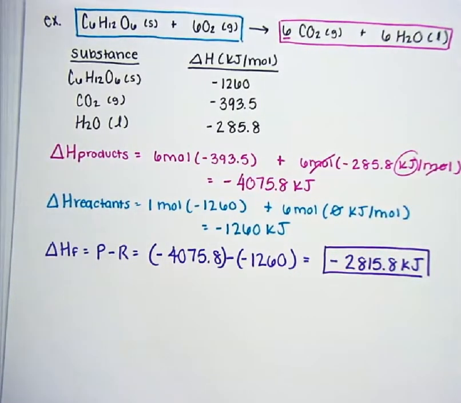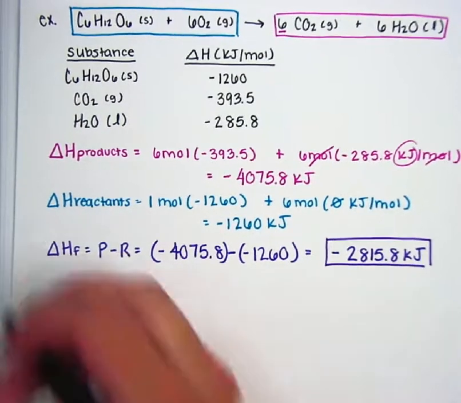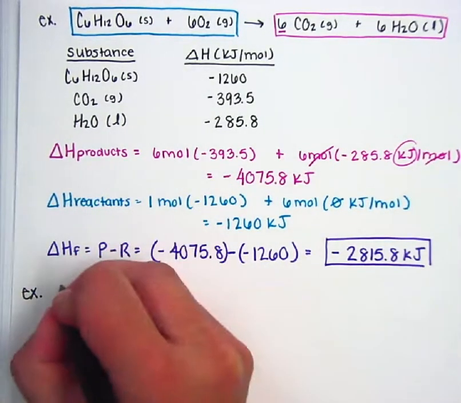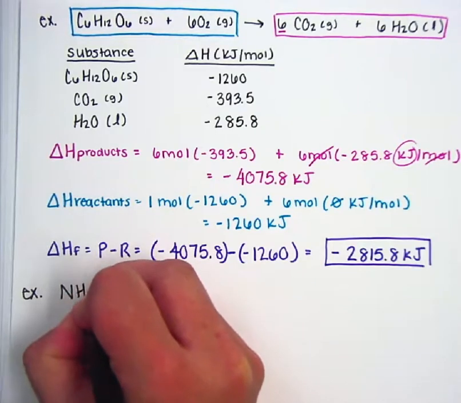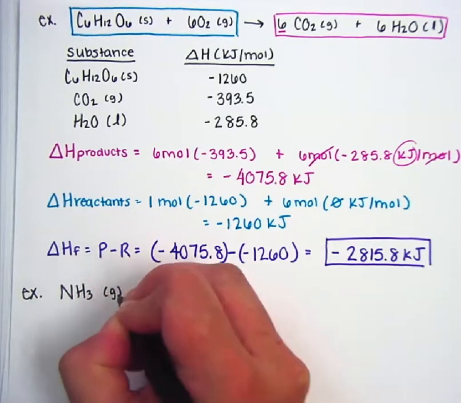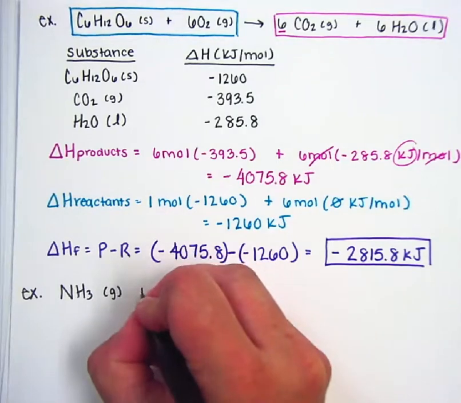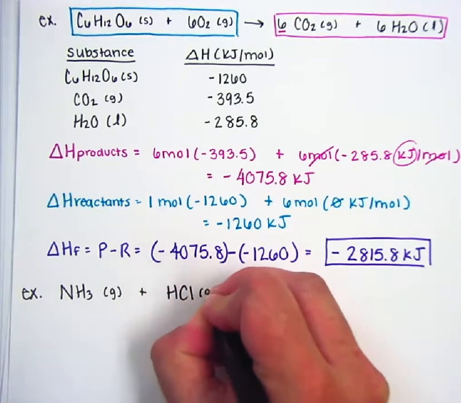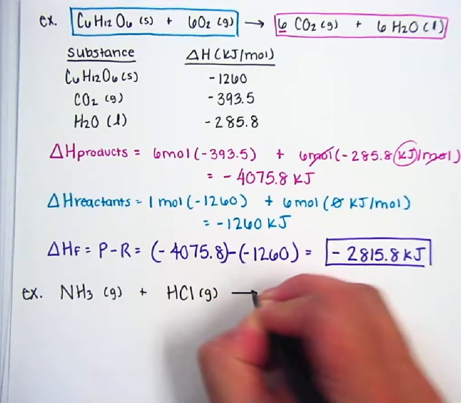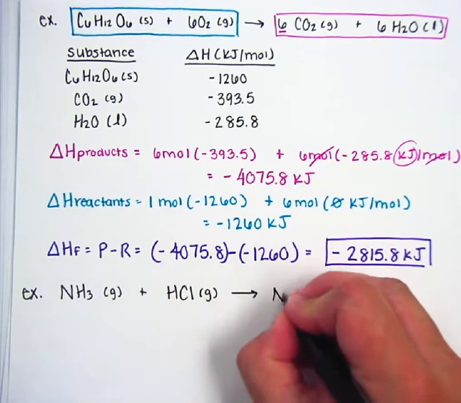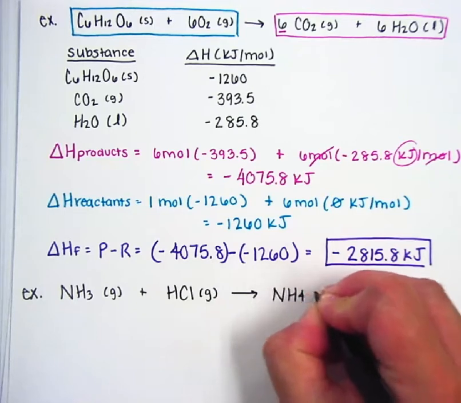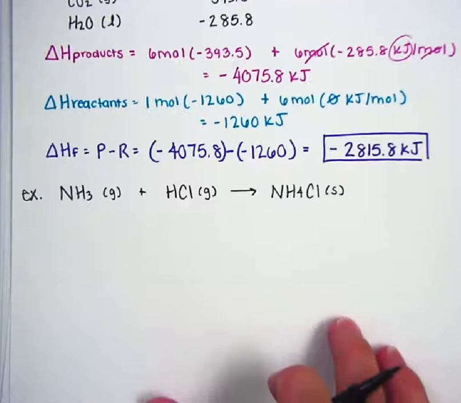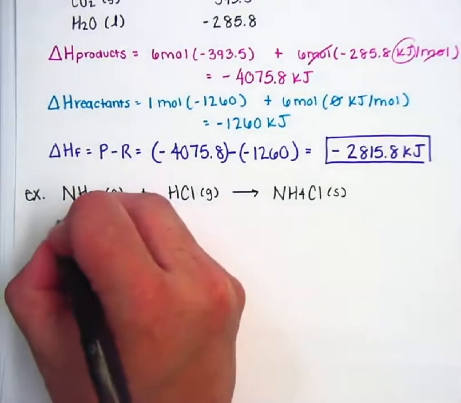All right, let's try one more. Ammonia plus hydrochloric acid produces ammonium chloride. And again, we will have a data table.